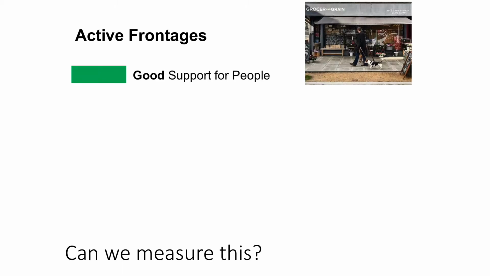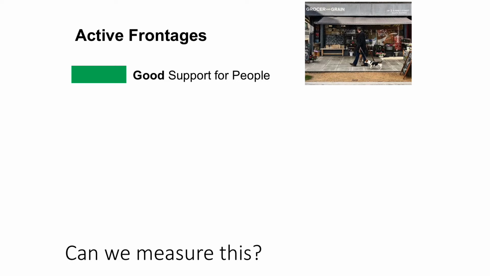We can assess and measure how active the fronts of buildings are that face the streets and public spaces. We can categorize them as either good, average, or poor. Good active frontage is when there are doors and windows that face the street, and there is a positive engagement between the people in the building and the people in the street. They can actually see each other.